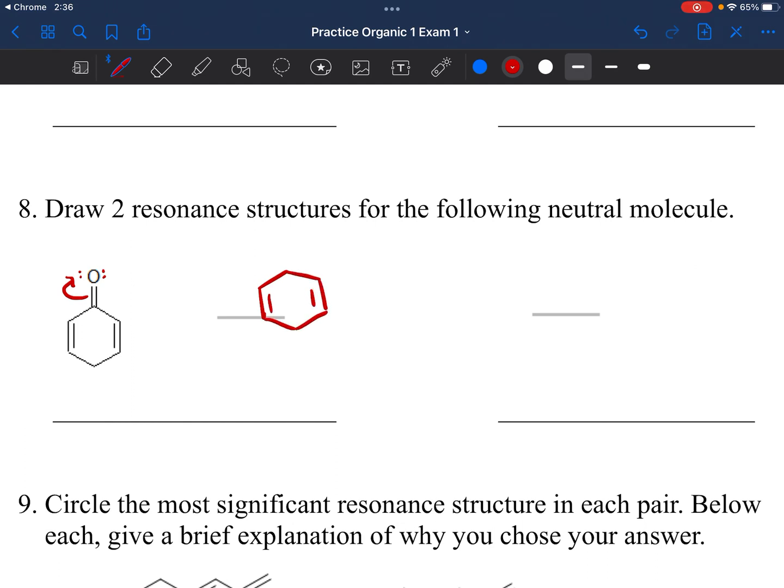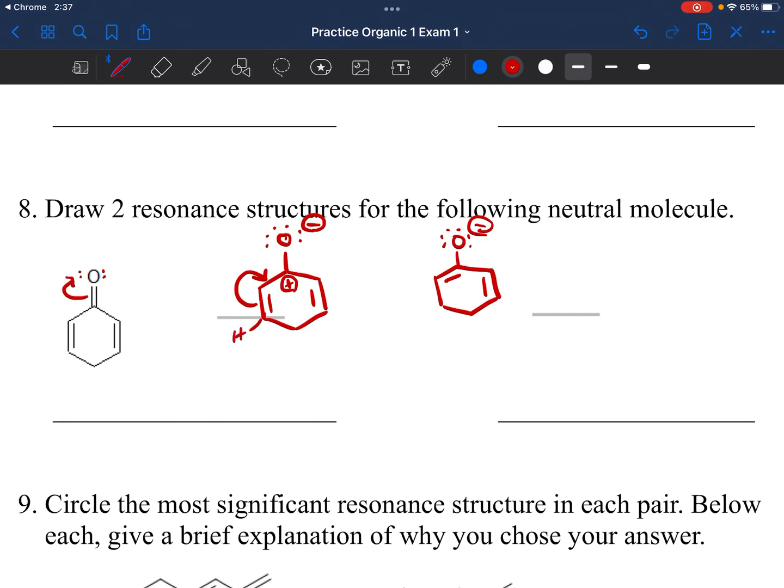I leave these 2 alone. That carbon went from having 4 bonds to 3, so it has a plus charge. And the oxygen, which was neutral with 2 lone pairs, is now negative. Still overall neutral. Now that I have drawn this, I have other patterns to work with. I have an allylic carbocation to the right or to the left. So I could also draw this structure. Negative charge still on oxygen, this still intact.